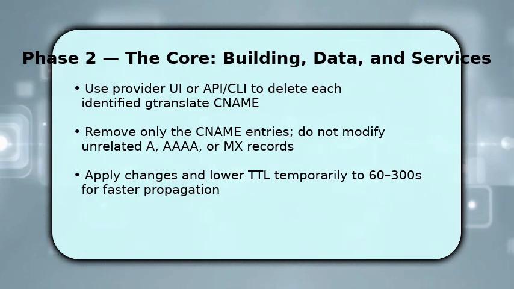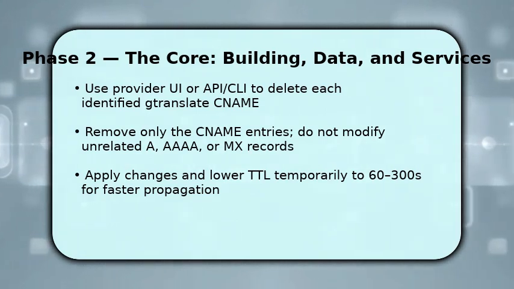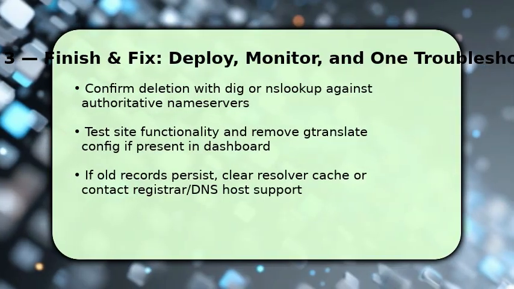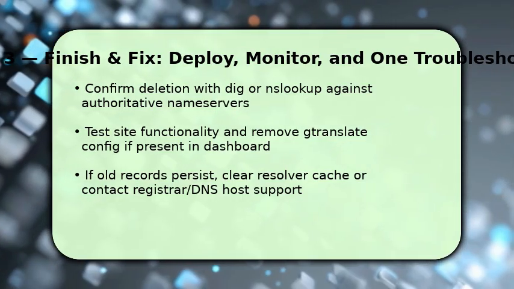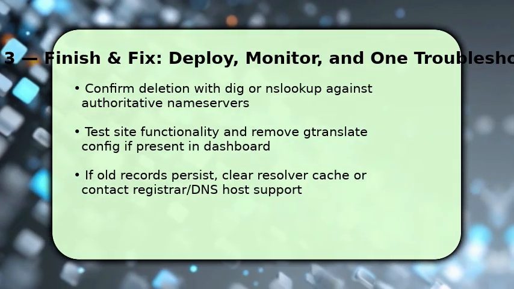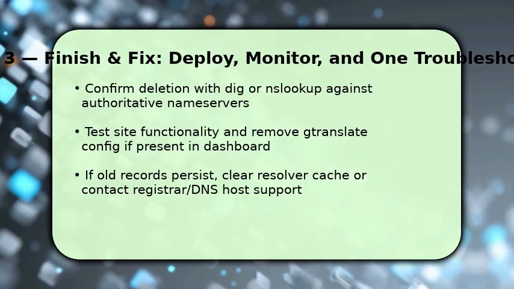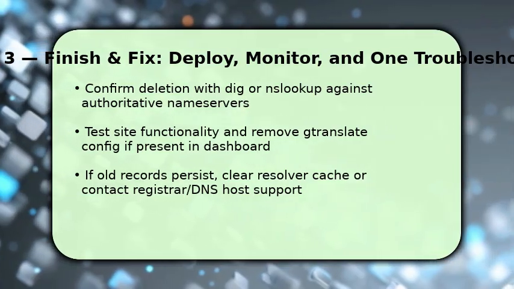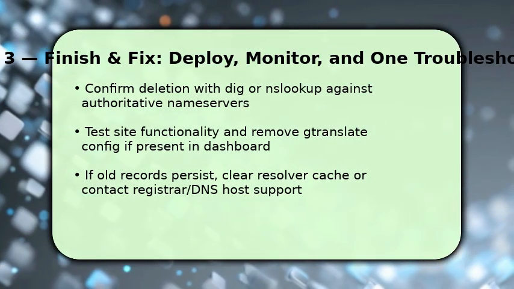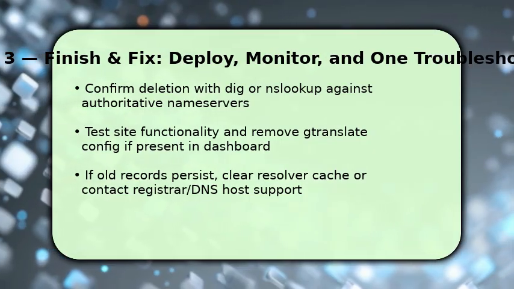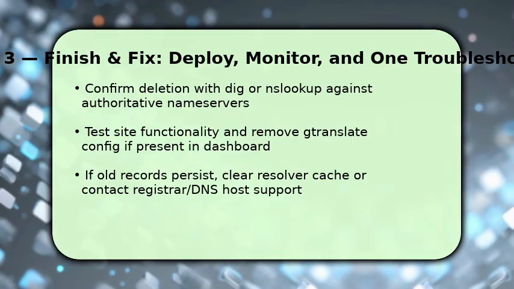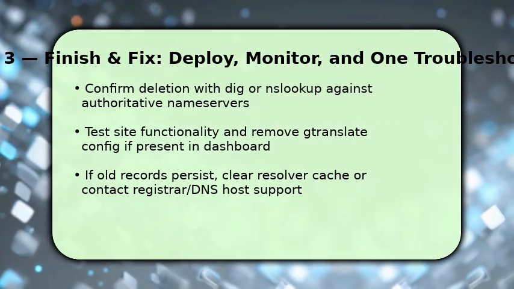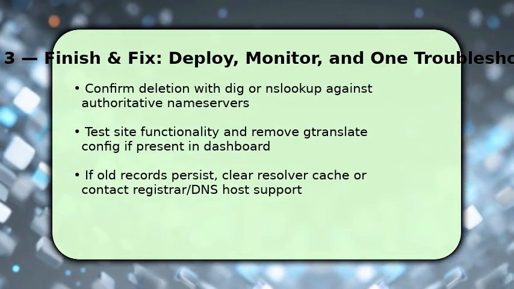Finally, confirm the CNAMEs are gone by querying authoritative name servers with dig or nslookup. Check for NXDOMAIN or absence of the CNAME. Test your site and any translation integrations to ensure nothing still points to Gtranslate. If you configured Gtranslate settings on a dashboard, remove those mappings too. If records still appear, flush your local DNS cache, check ISP caches, and escalate to your DNS host or registrar.